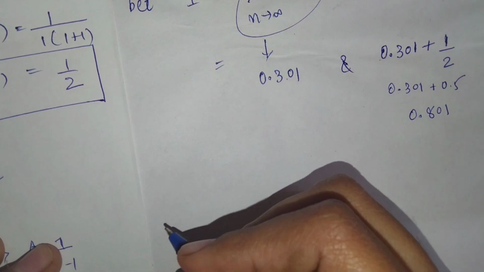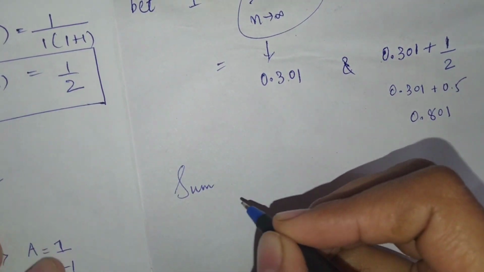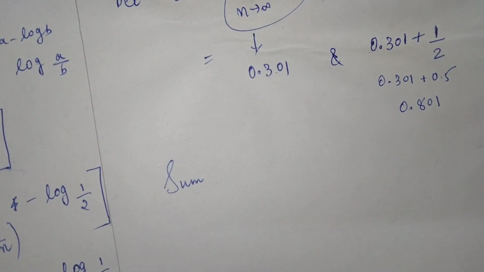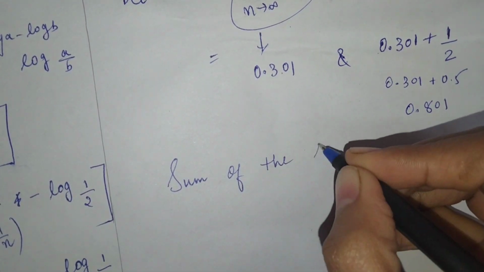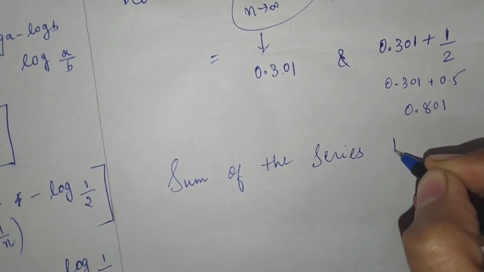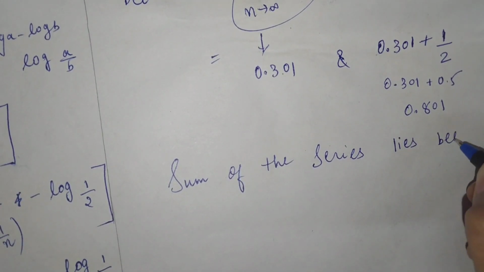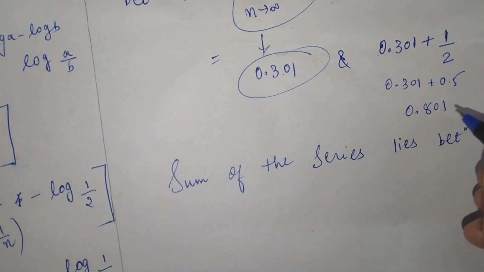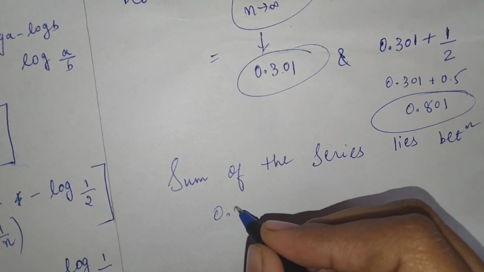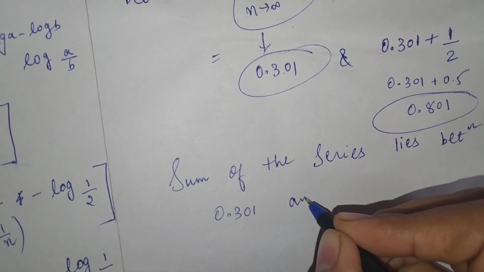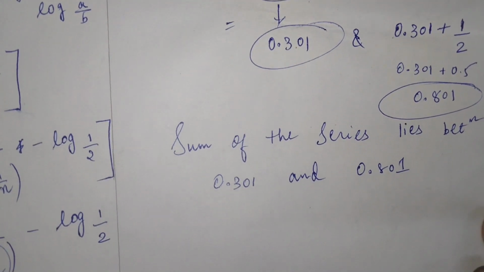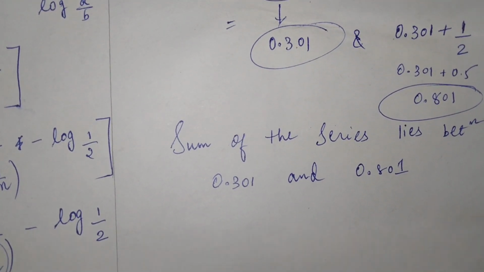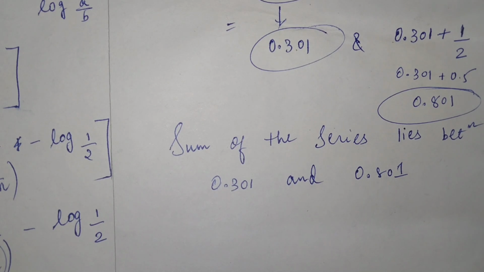So we can write that the sum of the series lies between these two values, that is 0.301 and 0.801. Okay. In all the examples, they are not calculating the sum of the series.